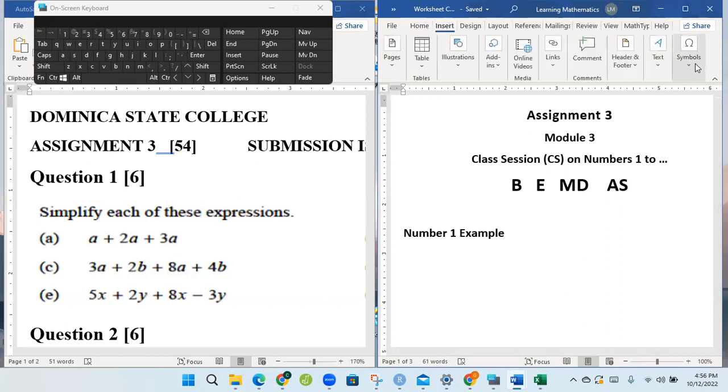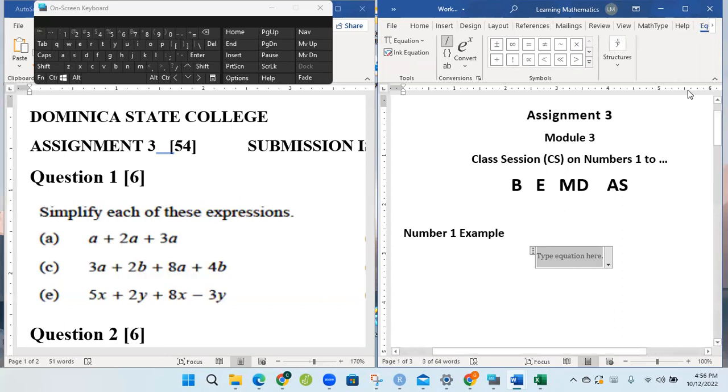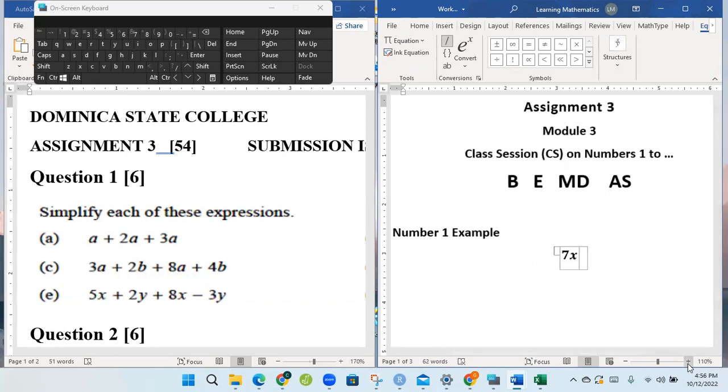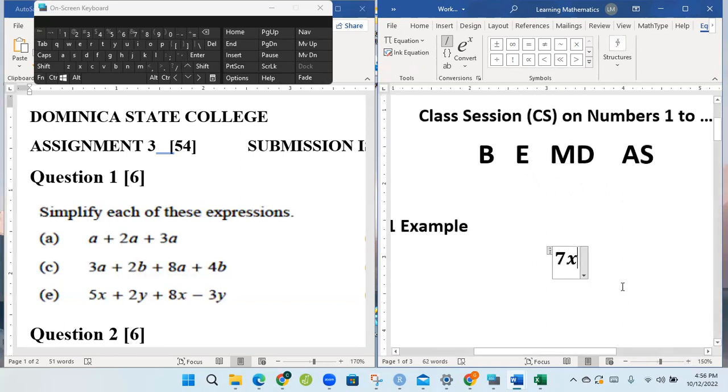So let's go to insert, symbols, equation. So let's say you have 7x, whatever x means. X could mean pencils, that could mean pens. Let's say you have 7 pens and 5 pencils, and you've got 10 more pencils. 7 pencils, 5 pens, 10 pencils.